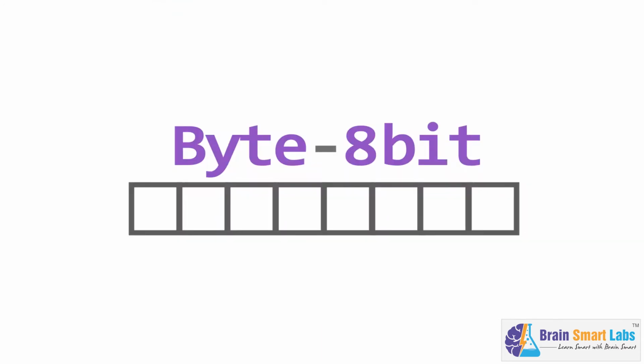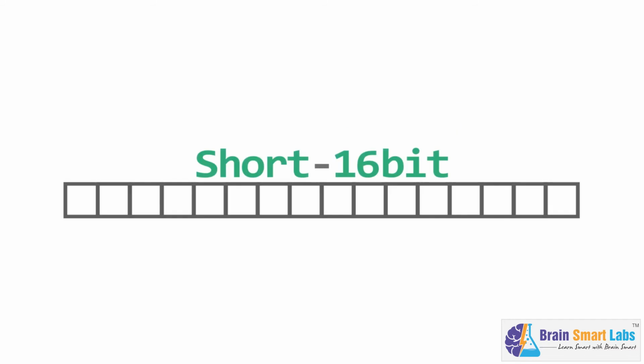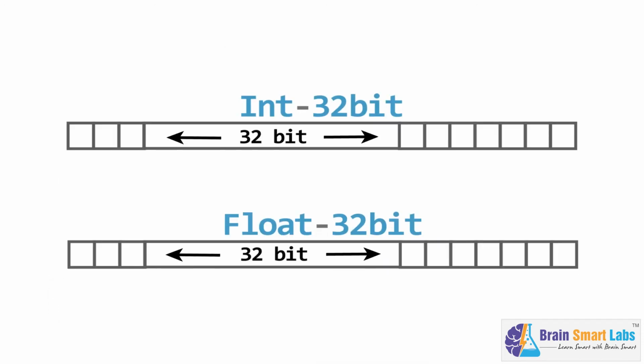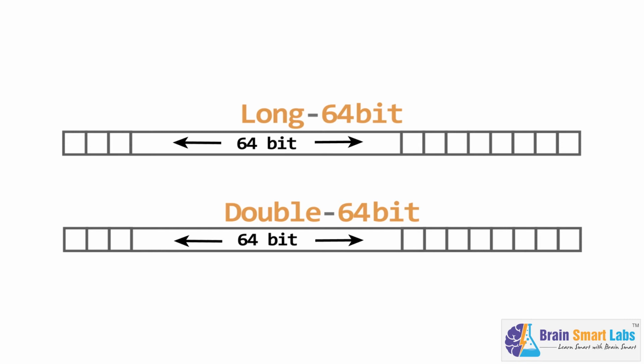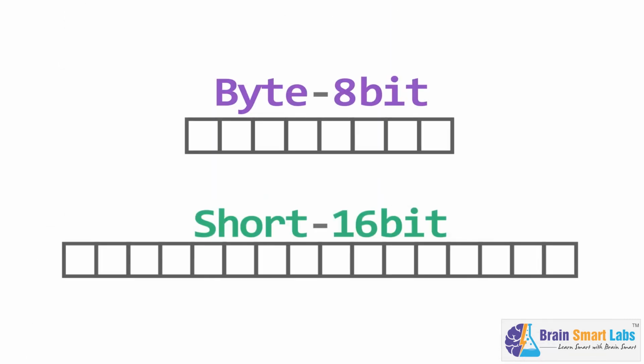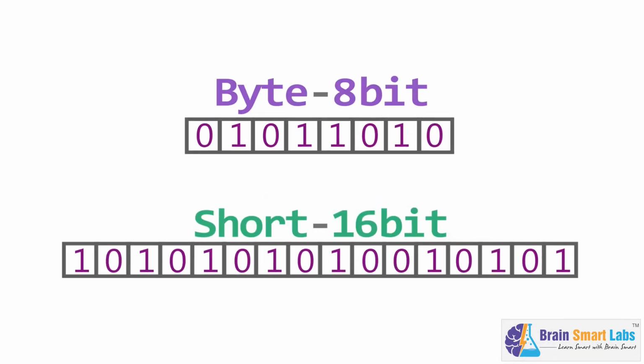For example, byte is of size 8 bits and it can hold values from -128 to +127. Short is of 16 bits in size and it can hold slightly larger values. Likewise, int and float are 32 bits in size, long and double are 64 bits in size. Each bit placement can hold either 0 or 1, which will relate to some value of what it is holding.